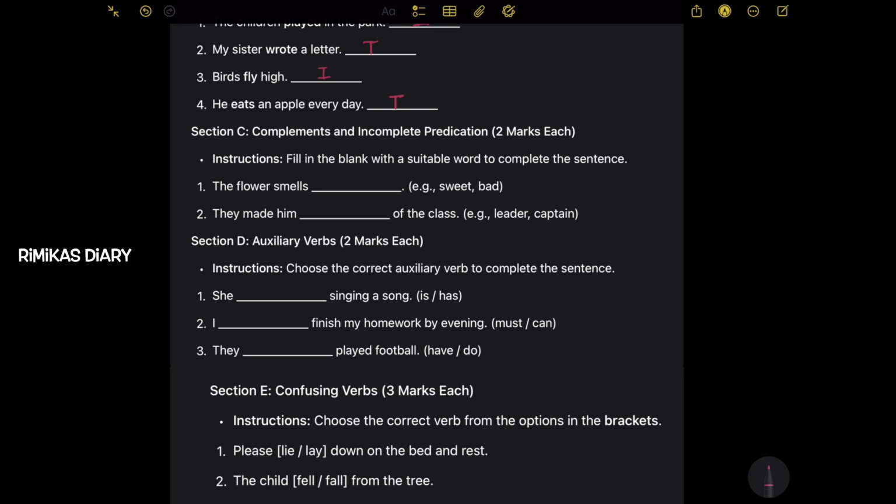Section C, complements and incomplete predication. Instructions: fill in the blanks with a suitable word to complete the sentence. You can write anything in here, like sweet, bad. I'm going to write fresh. The flower smells fresh. They made him dash of the class. So, like leader, captain, monitor. I'm going to write captain. They made him captain of the class.